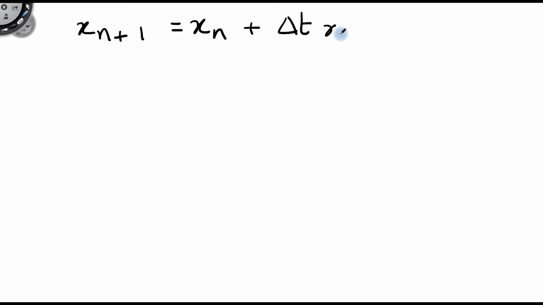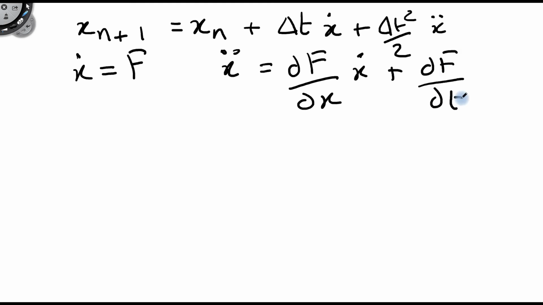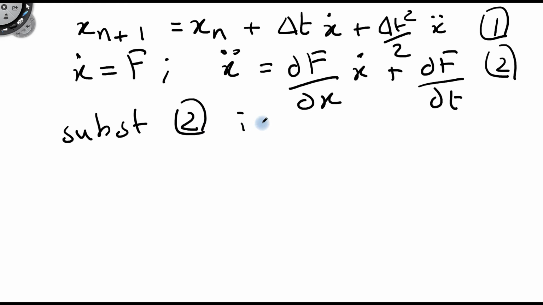So plus delta t squared on 2 x double dot. We know that x dot is simply f. I'm just going to drop the x comma t for now, and we know that x double dot is partial f by dx, x dot, plus partial f by dt. So we basically just substitute these two expressions 2 into 1, and then we get an expression that looks quite a lot like our original Taylor series.